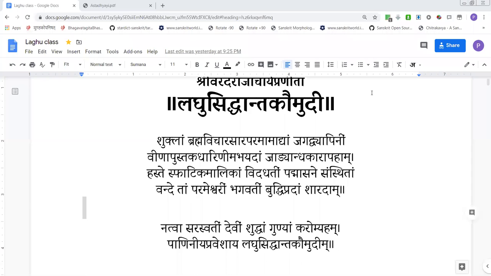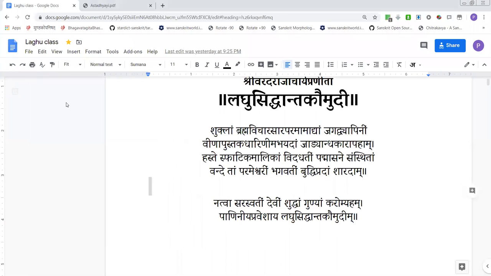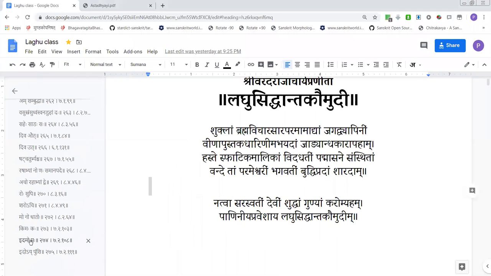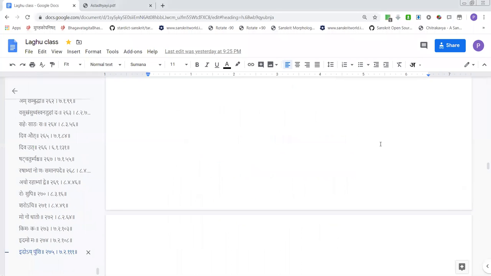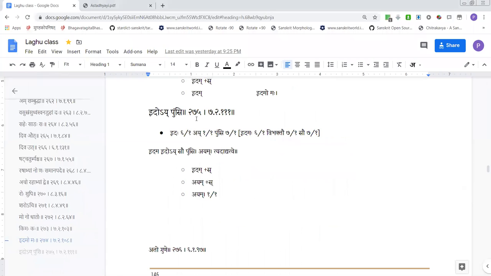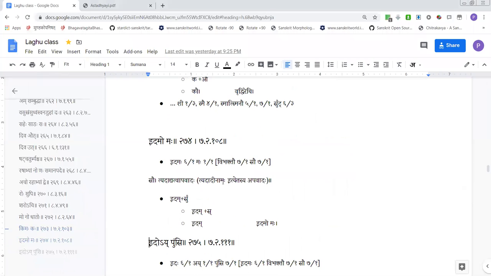Okay, so where were we? We were somewhere around idam. We are deriving idam. So general rule, we have to recall the general rule. What is that? General rule is tyadadi nam aha. So tyadadi gana is there. Tyadadi nam aha is the utsarga.